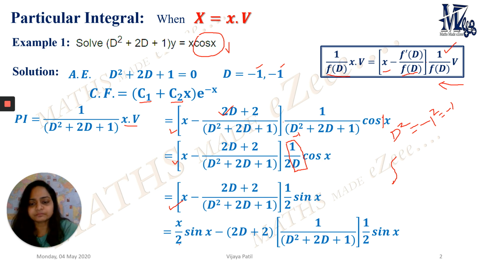Now again, if you observe here, there is no D in this x by 2 sine of x. So this is the part of our PI. So we have got the PI partially. We have to just deal with this part now. For a while, this operator 2D plus 2 we have kept outside, and we are just dealing here with 1 upon D square plus 2D plus 1 on 1 by 2 times sine of x.